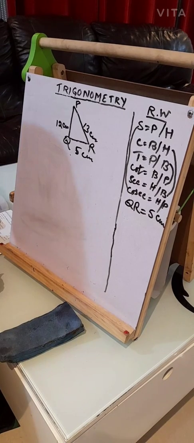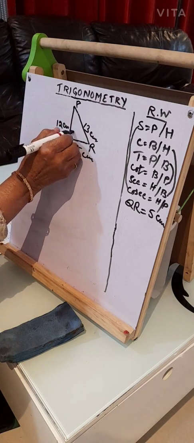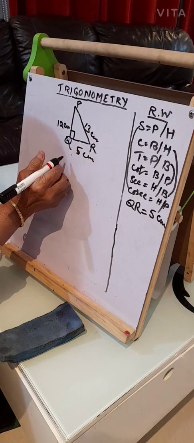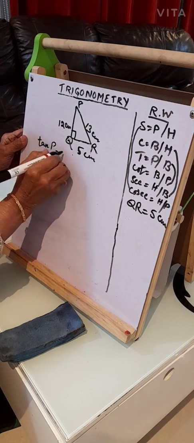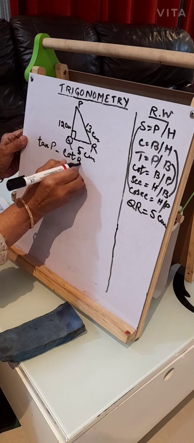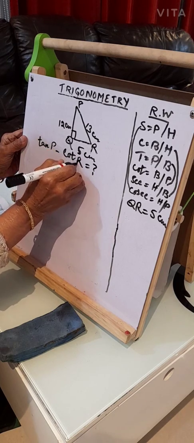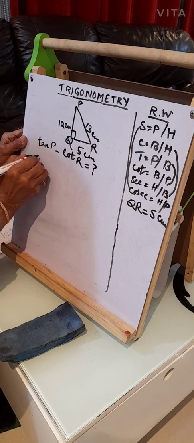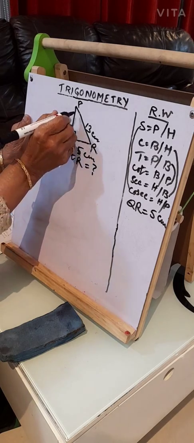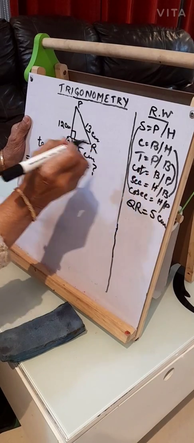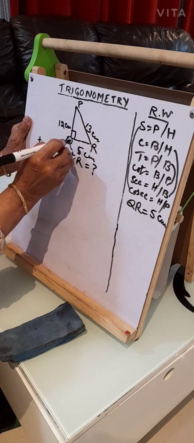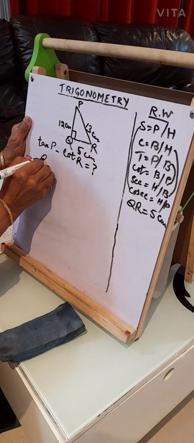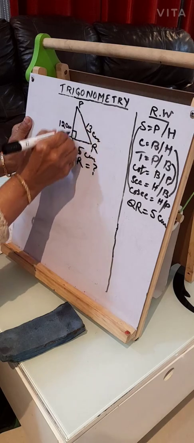Now, in question number 2, the figure is given, so I have drawn it. Tan P minus cot R we are to find. Tan P is equal to, opposite to P, the tan value is P over B. Which is the perpendicular for point P? QR over base, which is PQ.